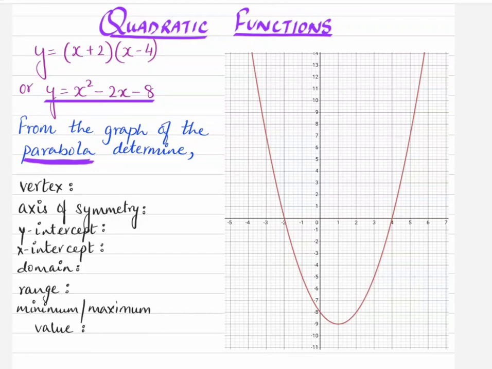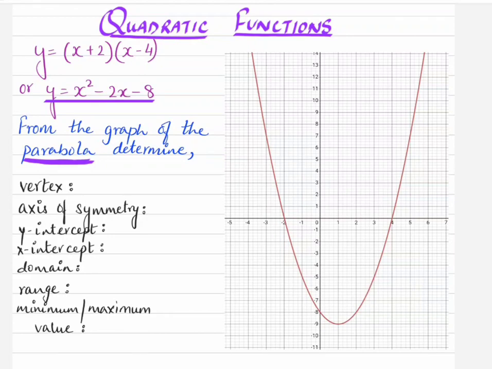Today we are going to learn a few vocabulary terms that we're going to use a lot when we graph this function, like vertex, axis of symmetry, y-intercept, x-intercepts, domain, and range. So I'm going to explain that today in this video.